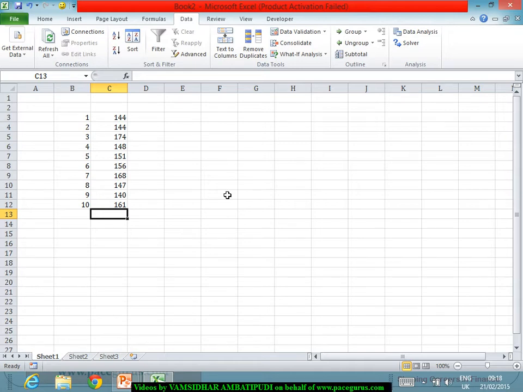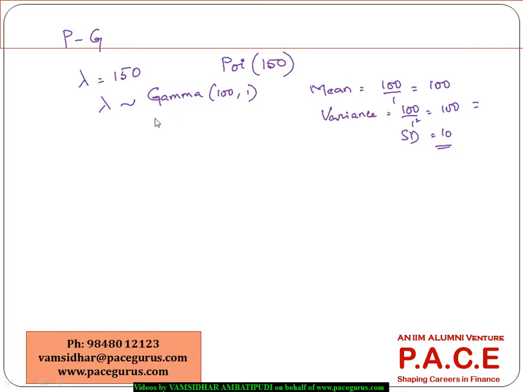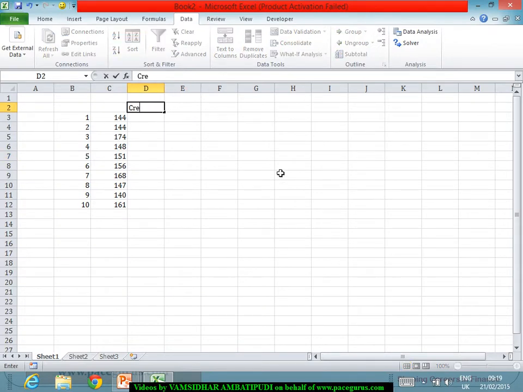Now, based on this, I really want to see how the credibility factor is changing. Now, we know that beta is 1. So I can very well find out the credibility factor based on our earlier formula. The credibility factor actually comes out as n by n plus beta.